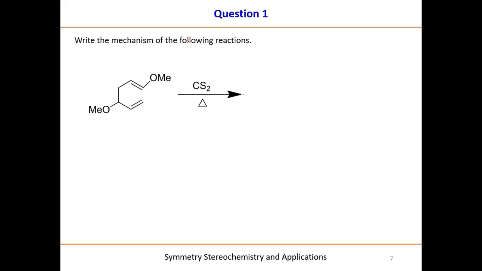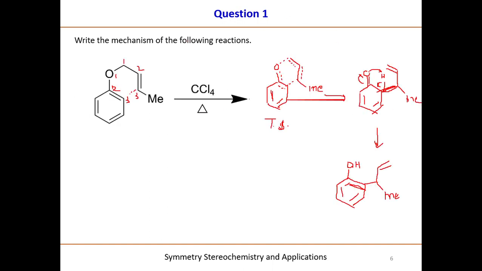This is a Cope rearrangement reaction. The Cope rearrangement reaction is an example of a sigmatropic rearrangement reaction, like the Claisen rearrangement reaction we have done. Here we have a 3-3 sigmatropic shift because 3-3 bond formation was taking place and 1-1 bond was breaking. So this type of reaction is called a 3-3 sigmatropic reaction.